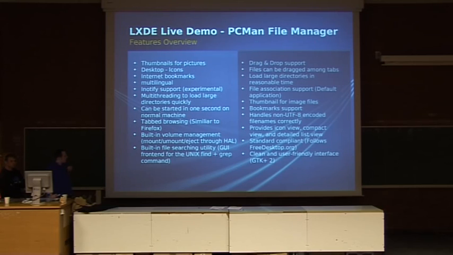It has a built-in file search utility, and a lot of other features that you can see on the other slide. Drag and drop. Files can be dragged from one tab to the other. Large directories are processed in reasonable times. File association support according to freedesktop.org specs. Thumbnails, we already mentioned that. Bookmark support. It can also handle non-UTF file names correctly, and so on.